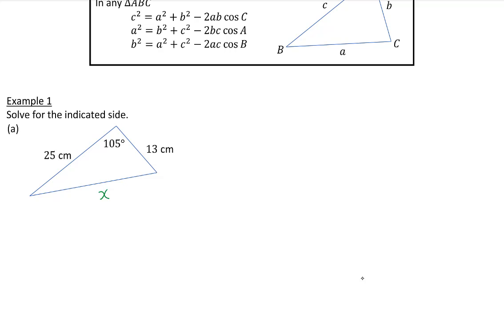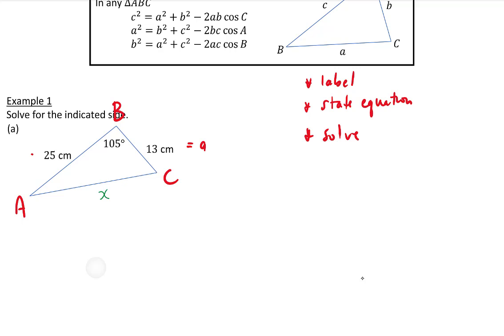So same as our other lessons, we start by labeling our diagram. We state an equation, and then we solve. So let's label our diagram A, B, C. We know side A, we know side C, and we want to solve for side B. And in this example, we only have one angle, and that is angle B.